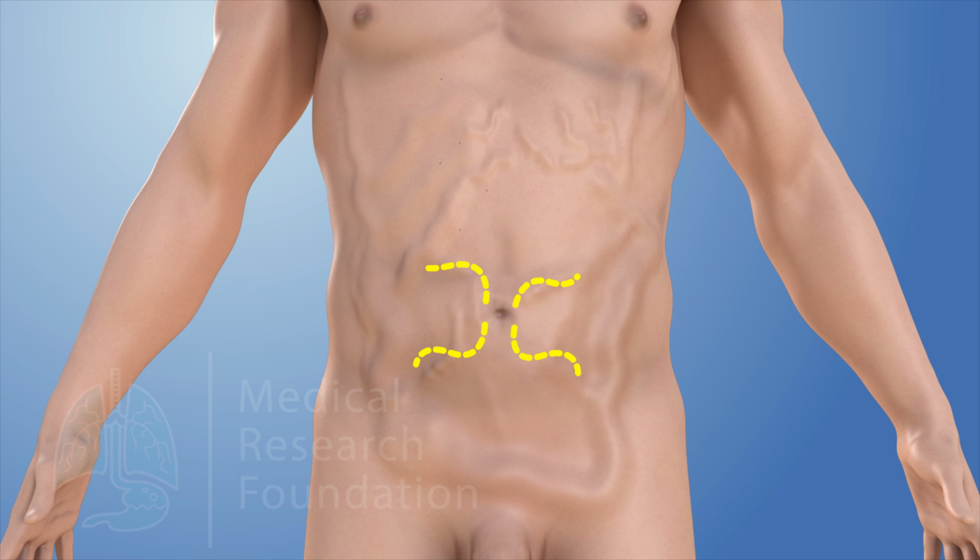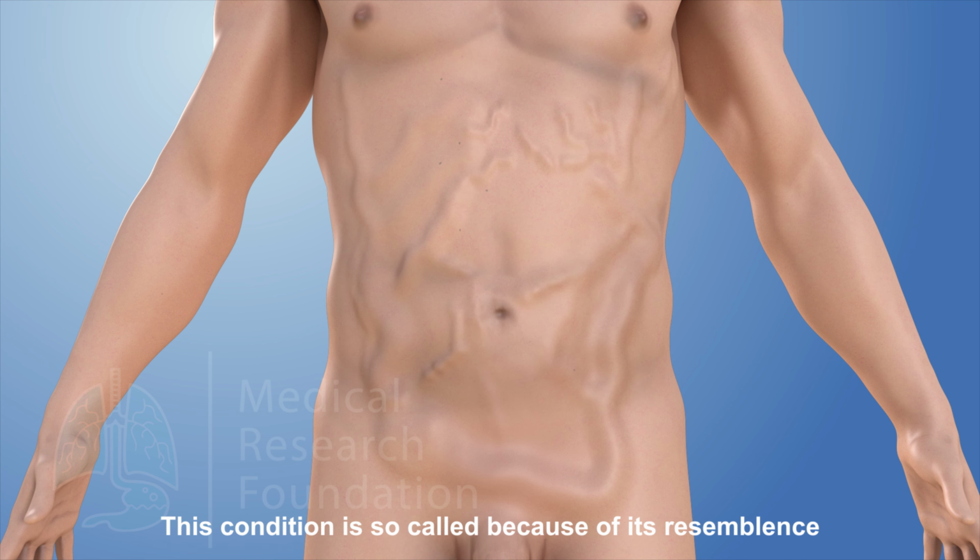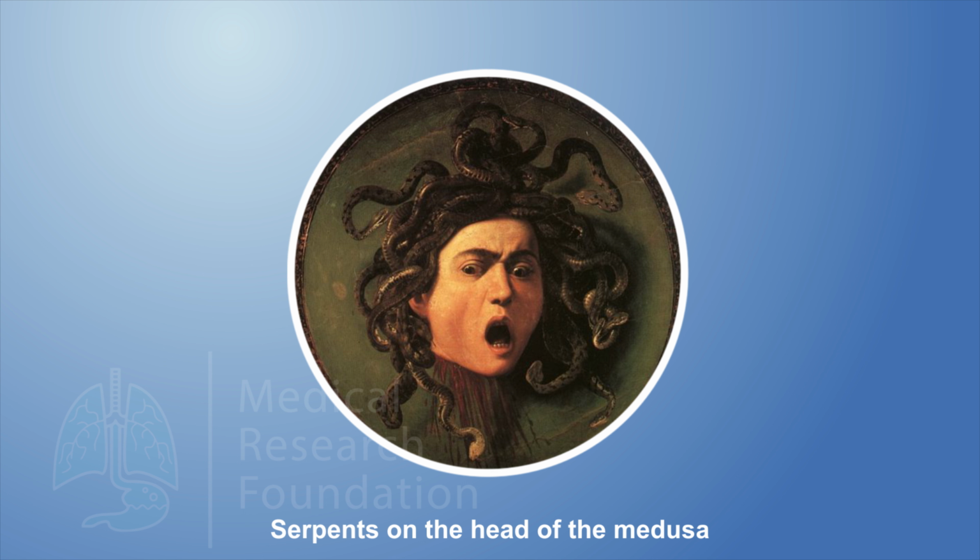They radiate out from the umbilicus like spokes of a wheel, producing a clinical sign called Caput medusae. This condition is so called because of its resemblance to the serpents on the head of the Medusa, a mythical lady in Greek mythology.